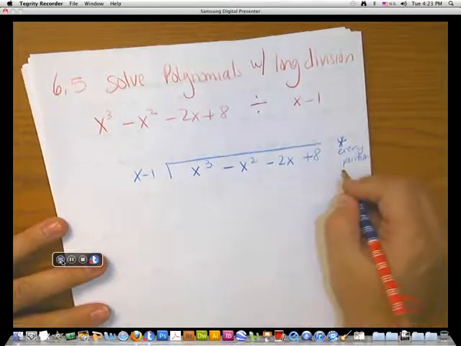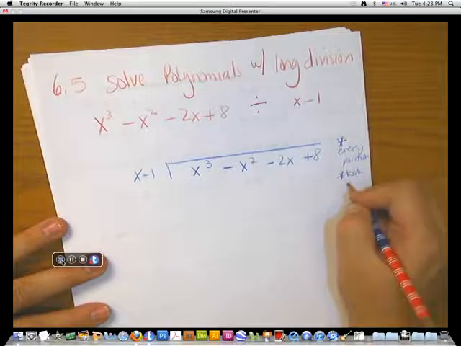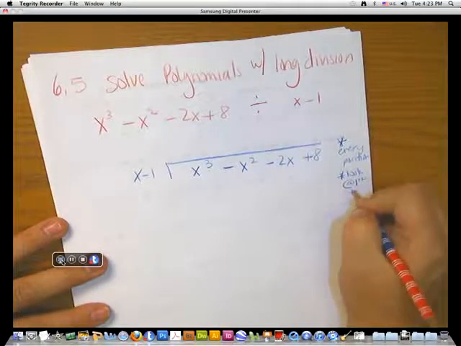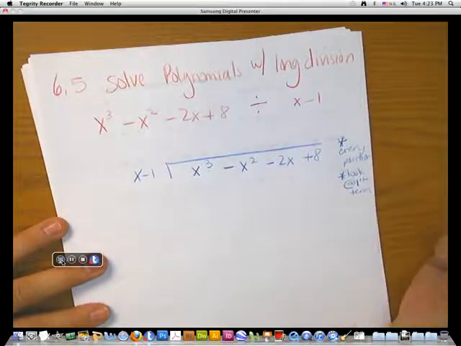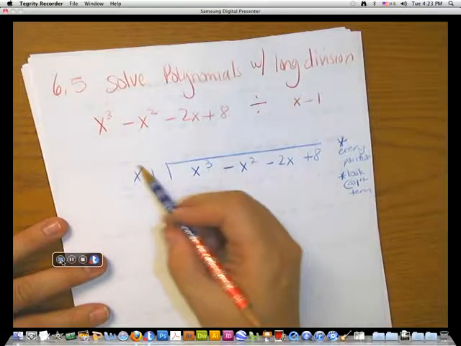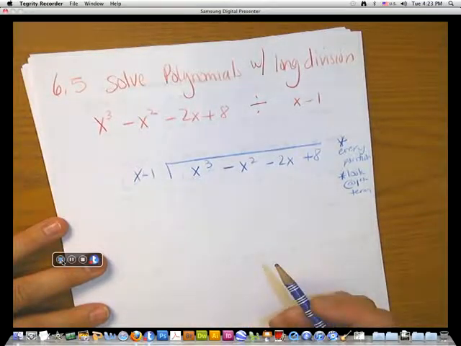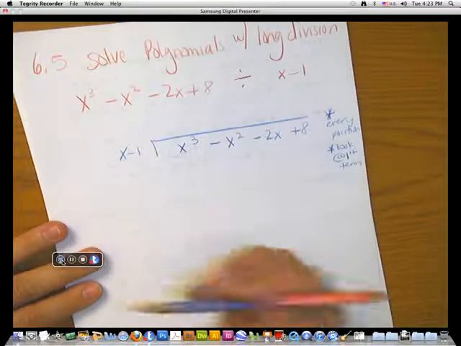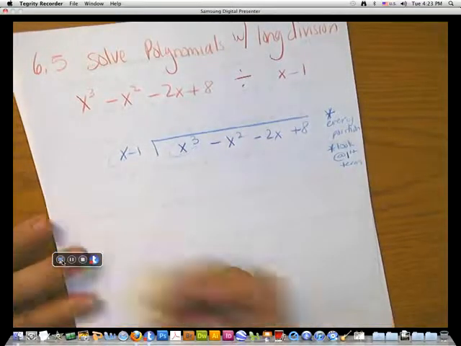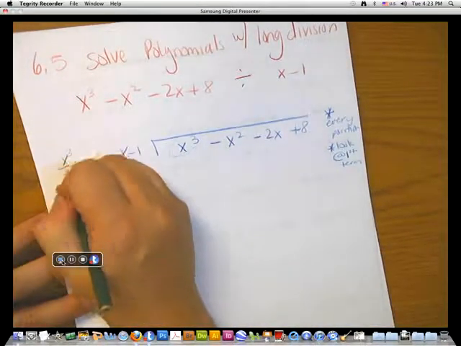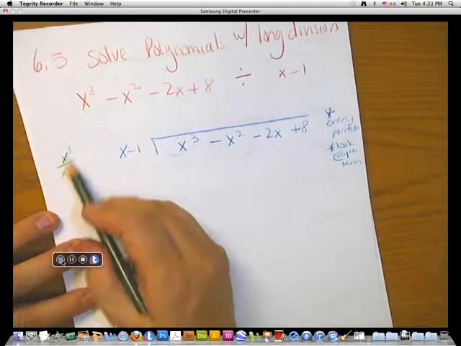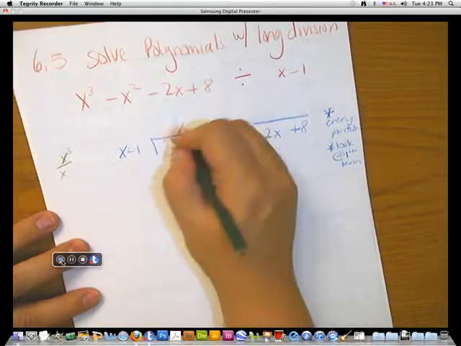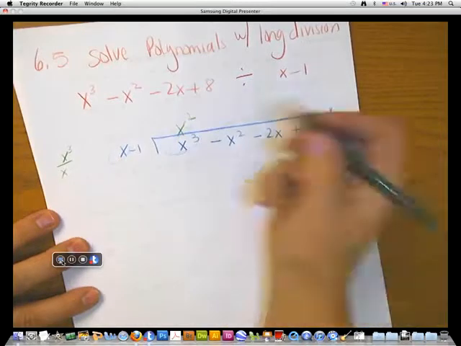All right, when we do this, we only look at the first term. So I'm only looking at the x and the x cubed. And I ask myself, how many x's go into x cubed? Well, until we get better at this, you could set it up, x cubed divided by x. How much is that? And you should come up with x squared.